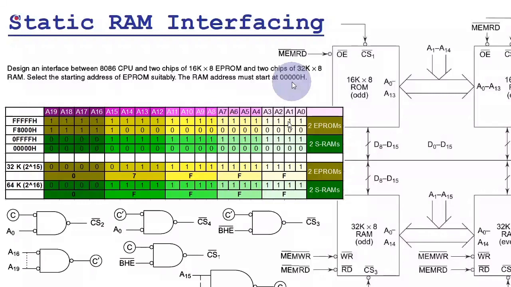Now after having these addresses known, our purpose is to connect these ROM chips and RAM chips. We have got these two ROM chips and we have got these two RAM chips. We should connect them to the 8086 computer system. Now, just knowing the addresses is not enough, right?